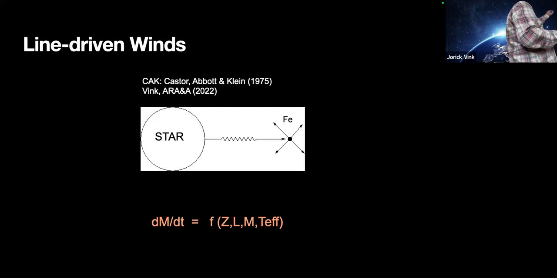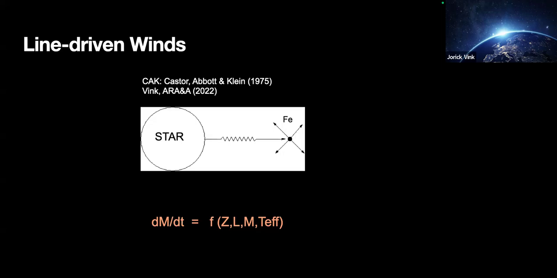So the theory was developed 50 years ago by Castor, Abbott and Klein, and basically you have the photons, you have your opacity. We include all the elements up to atomic number 30 in the periodic table. So CNO, silicon, they're all included. Hydrogen, helium, they're all included. But it turns out that iron is the most important line driver, and I'll come to why that is.